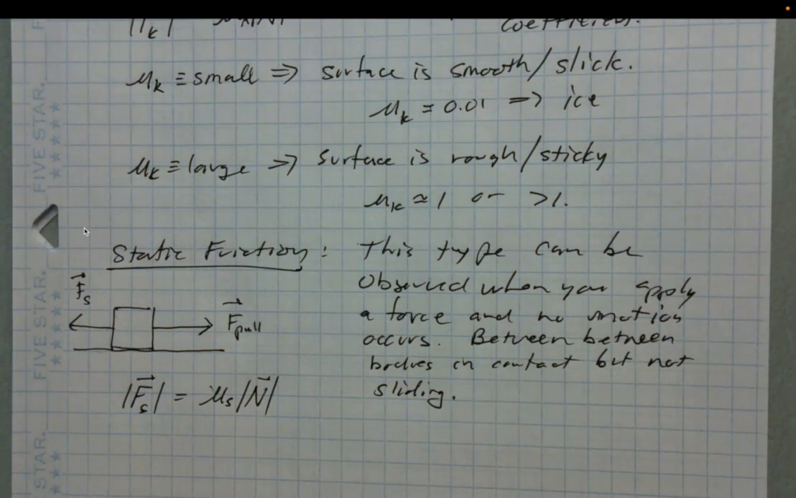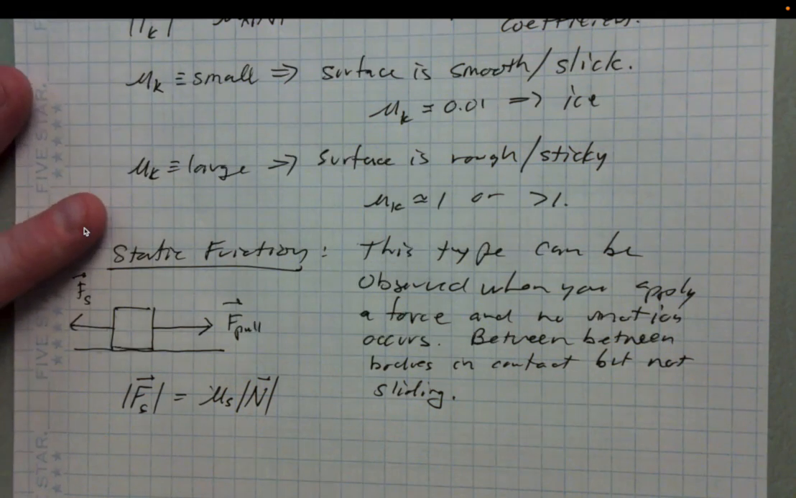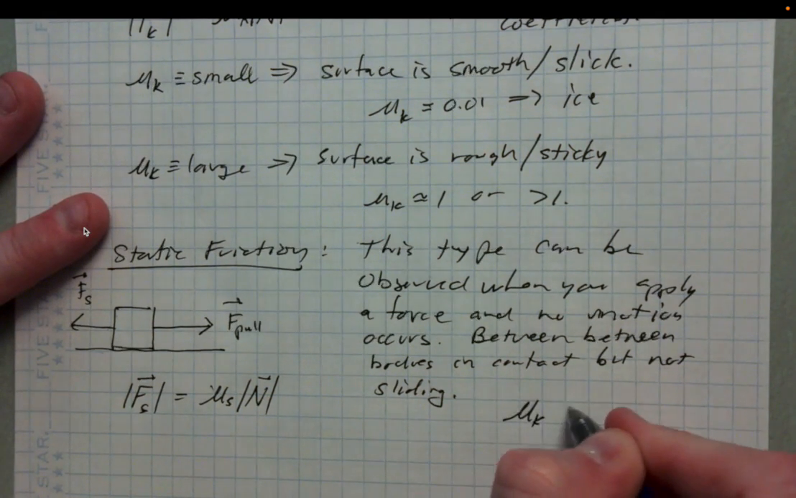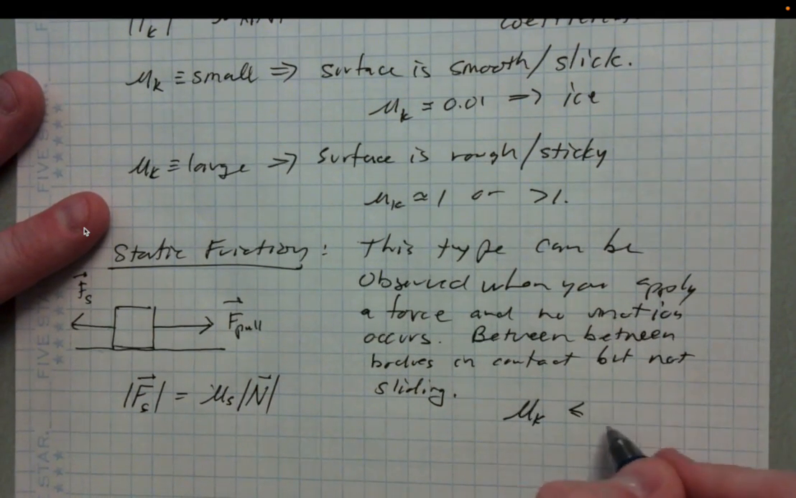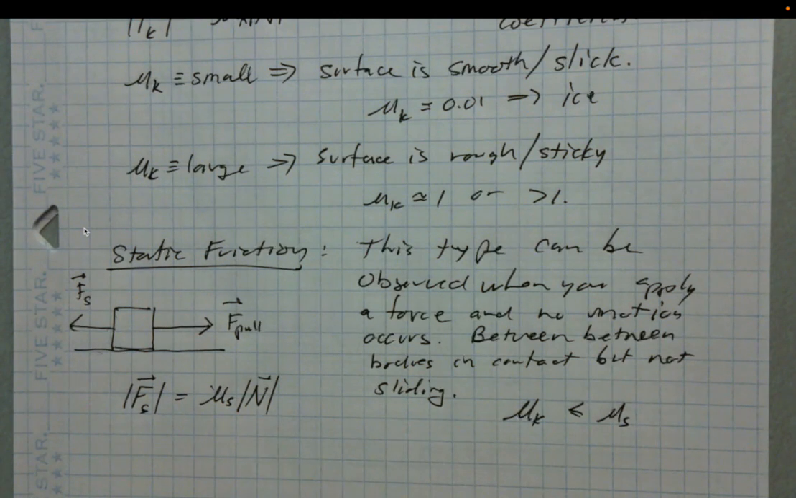In almost all cases, mu sub k is less than or equal to mu sub s. Typically, it's less than. I think maybe it's possible for it to be equal to. But the kinetic friction coefficient is almost always smaller than the static friction coefficient.